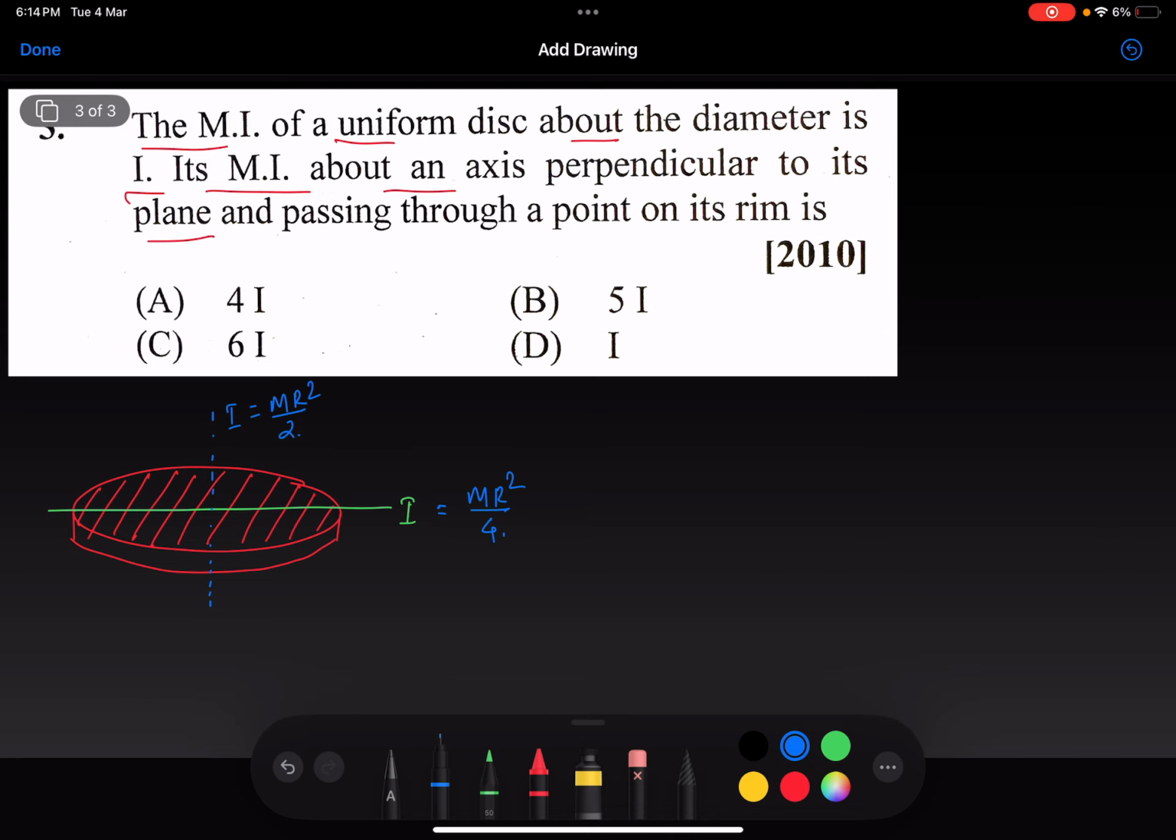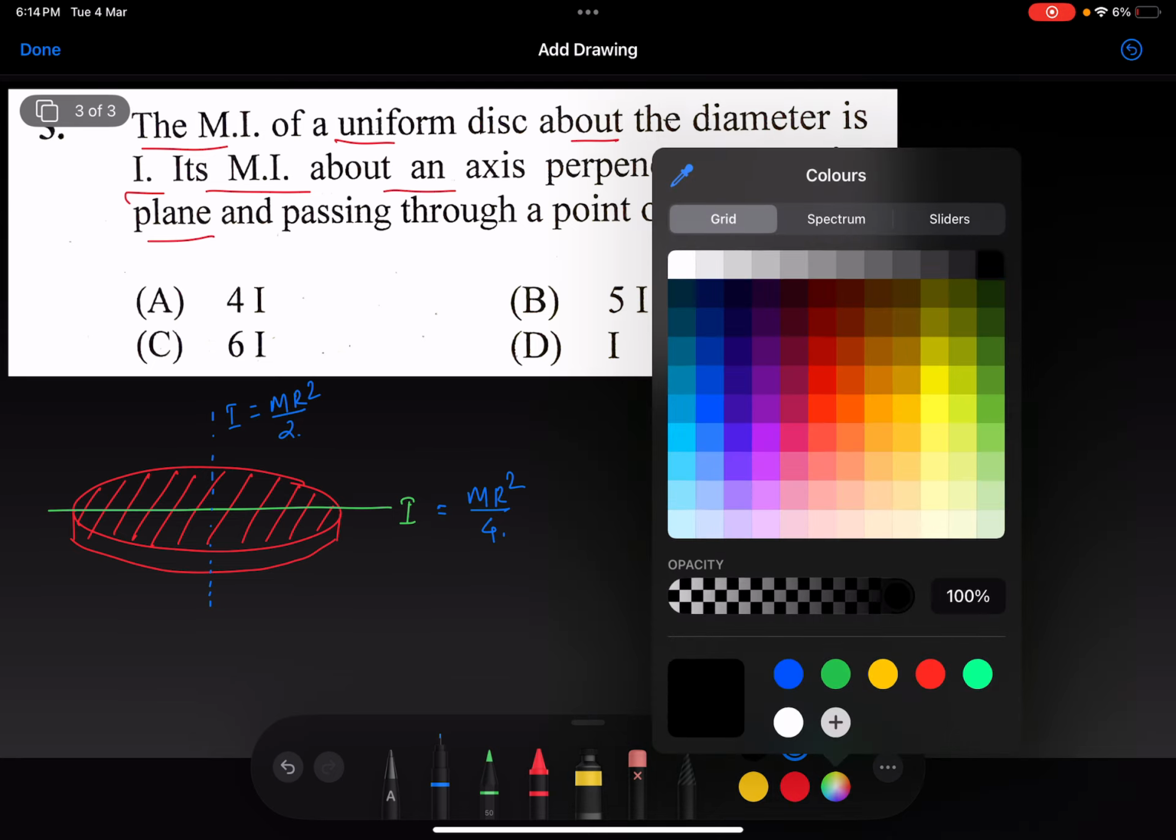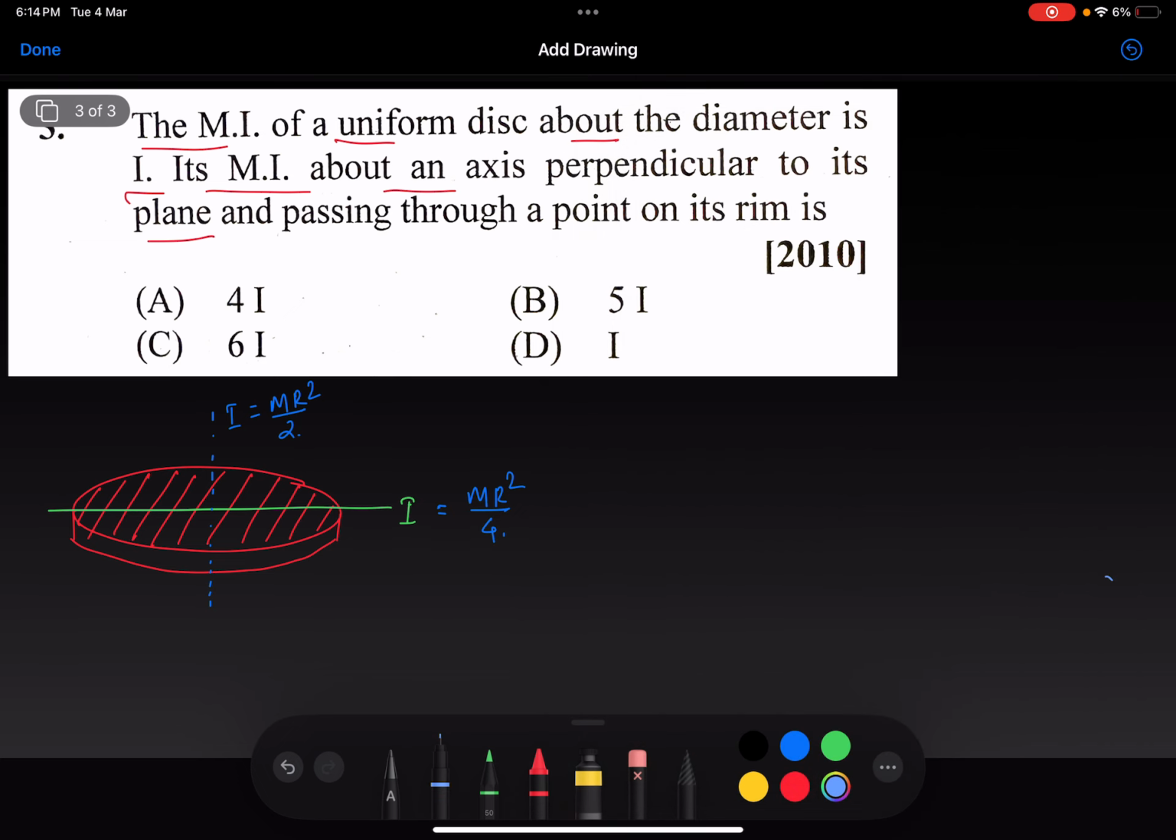Now here the question is, we have to find the moment of inertia if the axis is perpendicular to the plane and passing through one of its rim, meaning this axis. Okay, this is the axis. We have to find the moment of inertia about this axis. So here we can see that these two axes are parallel and this axis is passing through the center of mass. Okay, so we can use the parallel axis theorem here.